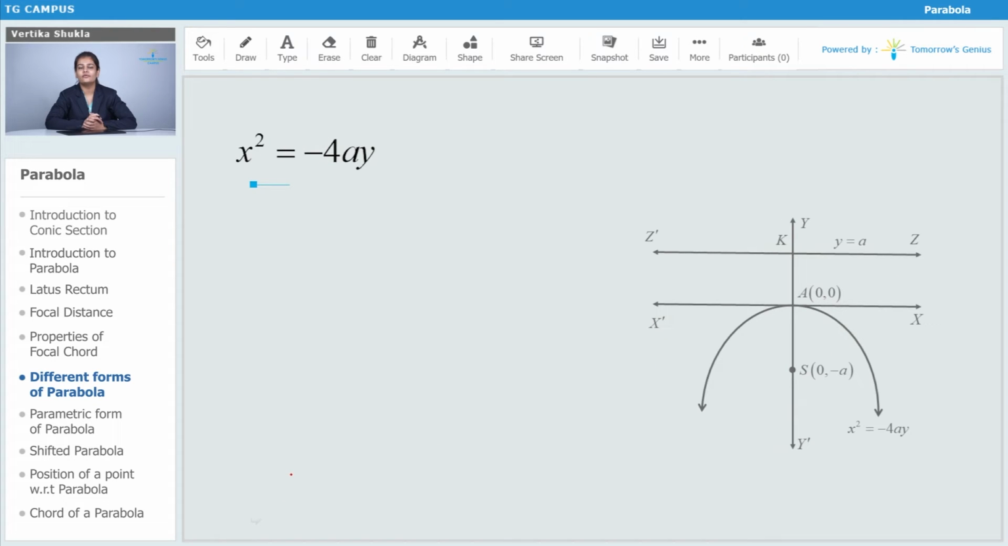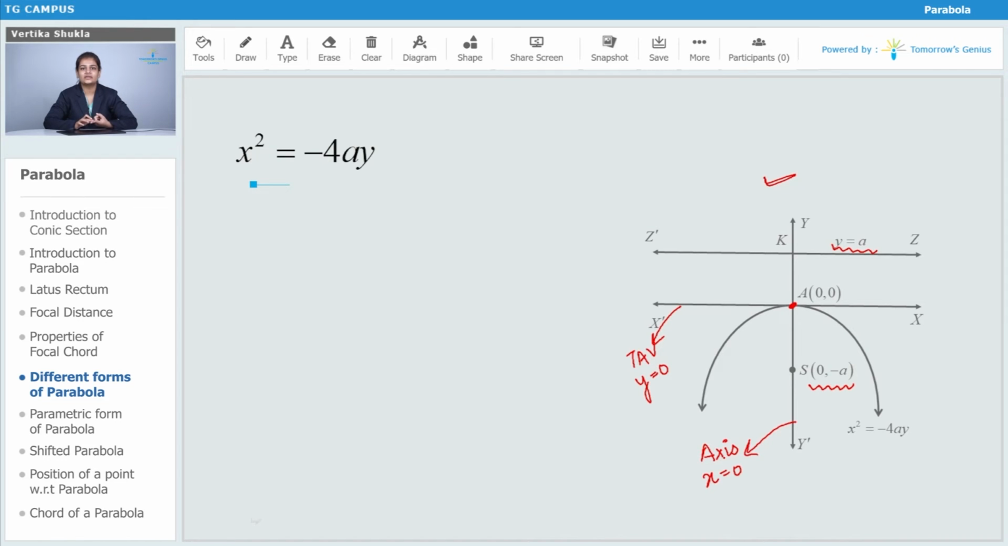Coming to the fourth standard form of a parabola, this is given by x square is equal to minus 4ay. This parabola looks something like this. It faces downwards. The vertex is given by 0, 0. The focus is given by 0, minus a. The directrix is given by y is equal to a. The tangent at vertex will be your x-axis, whose equation is y is equal to 0. And your axis will be your y-axis, whose equation will be given by x is equal to 0. So these are the four standard forms of a parabola.